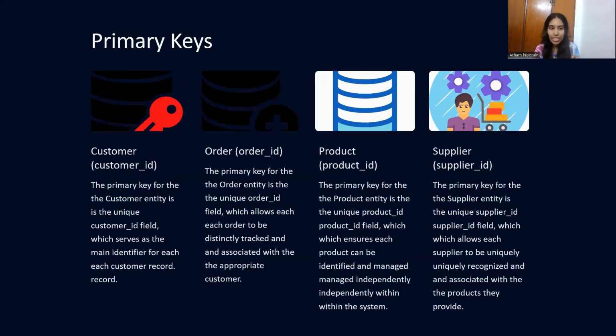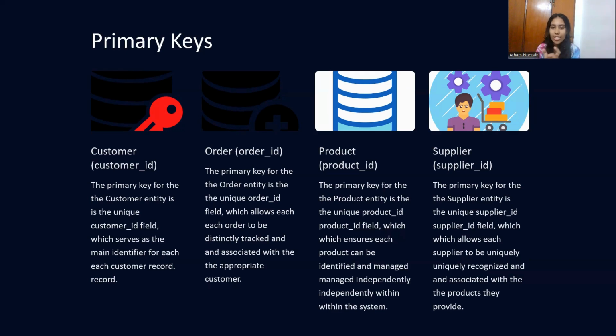What are the primary keys in this? The primary keys include the customer ID, the order ID, the product ID, and the supplier ID. The customer ID is the primary key of the customer entity. It is a unique customer_ID field which serves as the main identifier for each customer record. Order ID: the order entity has the unique order ID, order_ID.